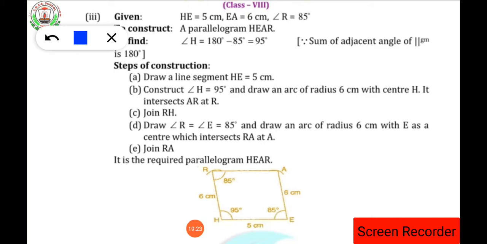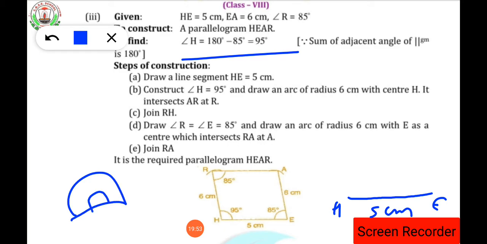Clear everyone? Now after finding the angle, we are going to draw. So for drawing the parallelogram, first we have to draw a baseline with the help of your scale and pencil, 5 centimeter. So draw a straight line segment of measurement 5 centimeter. Name it as HE. Now with the help of your protector, draw the 95 degree. Keep the protector center at H and draw one dot.